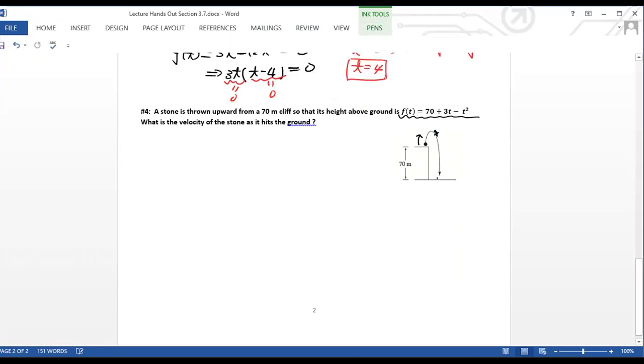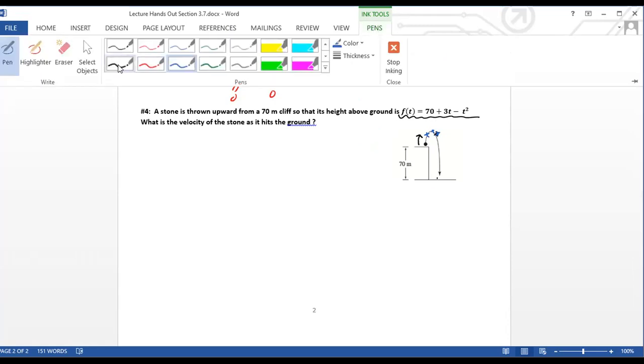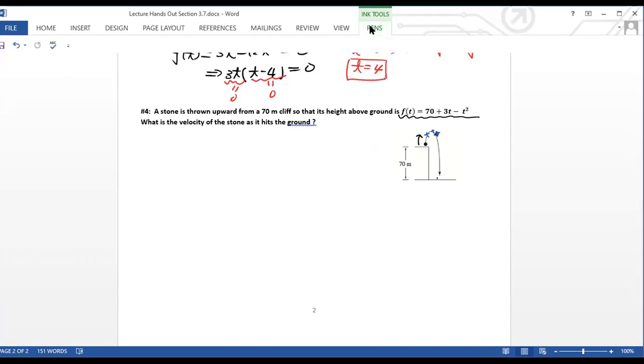So after a certain amount of time, at this one, at this one, those are the positions, right? So they want to see what the velocity of the stone is when it hits the ground. What does it mean that the stone hits the ground? This is the height above the ground. So when the stone hits the ground, that means this function is equal to 0.